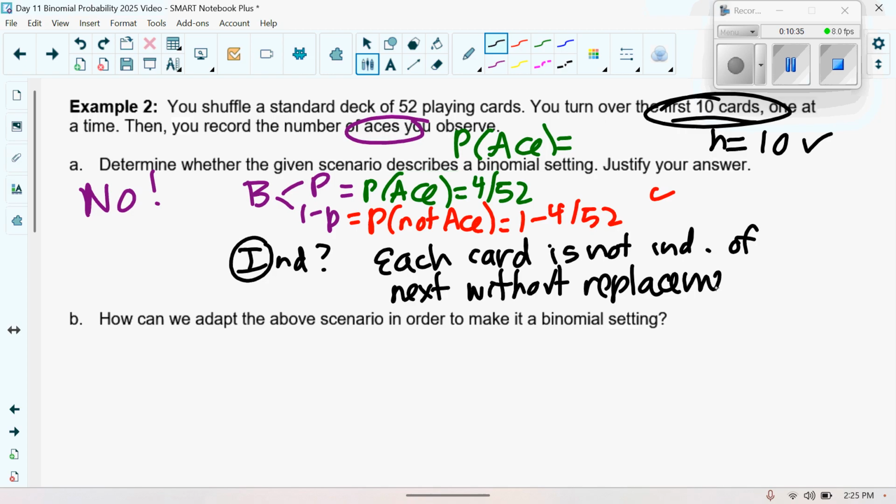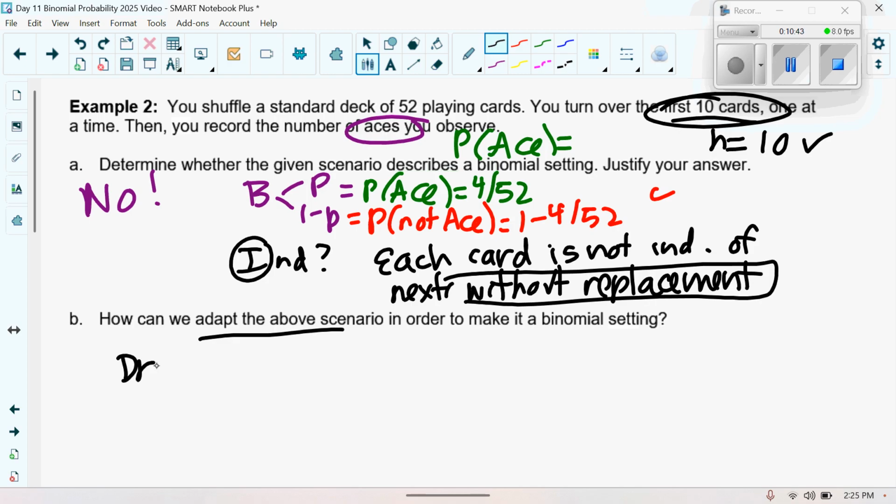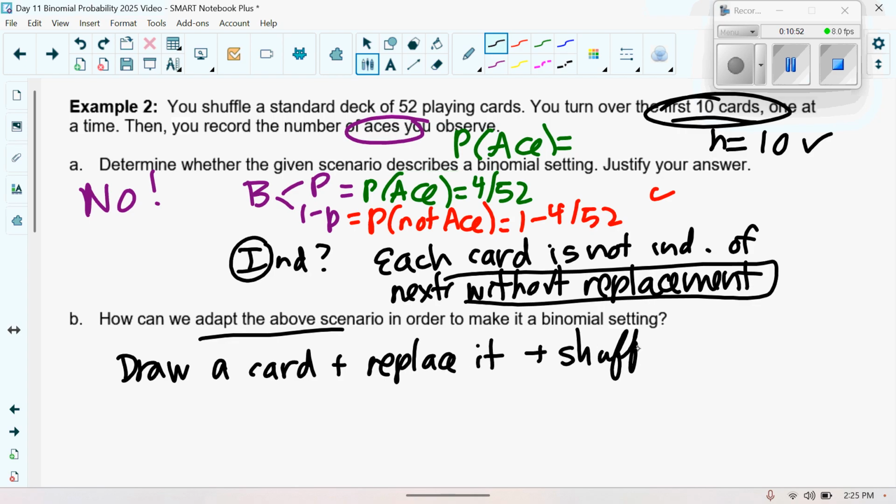And we're not putting them back. So how could we alter this? I'm hoping that you would say we would have to draw a card and replace it, and shuffle well basically every time. That way we can really see that it's an ace or not, and then you put it back, shuffle it, do it again, and do it 10 total times.